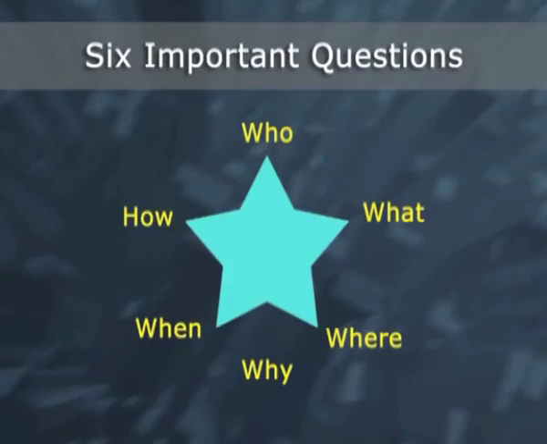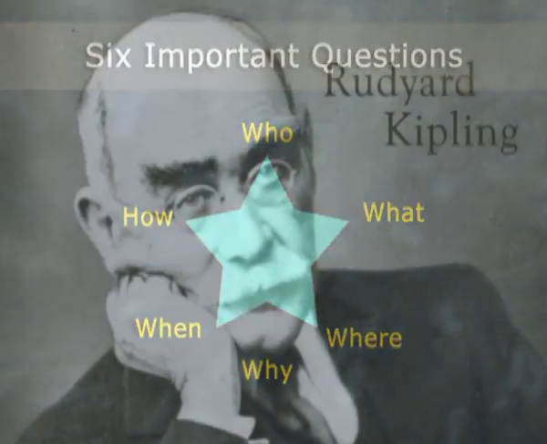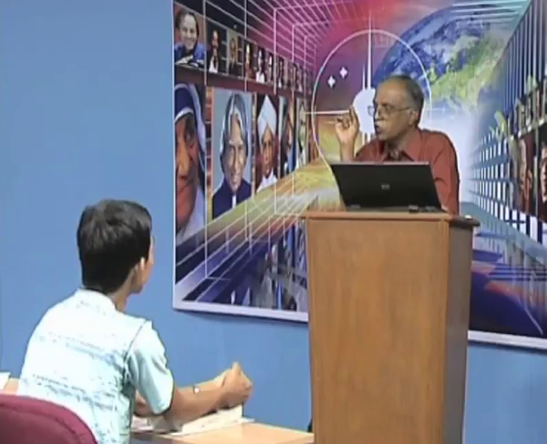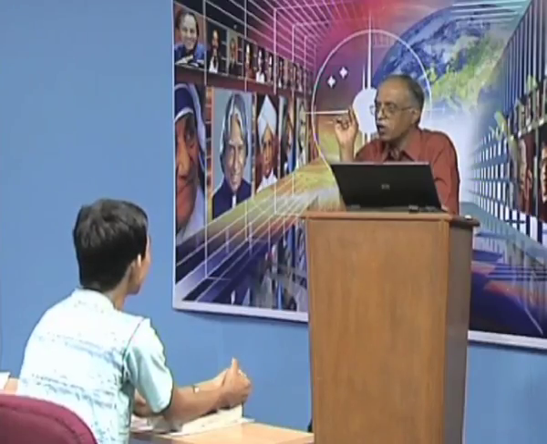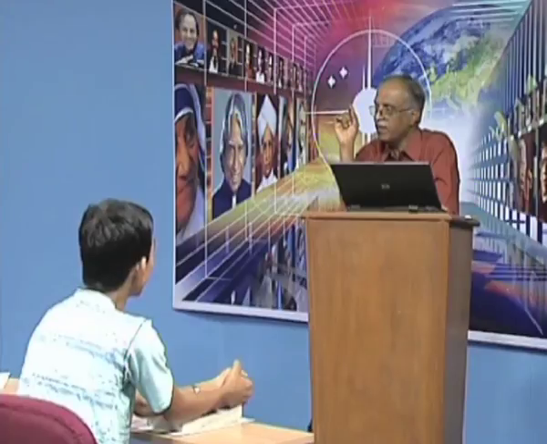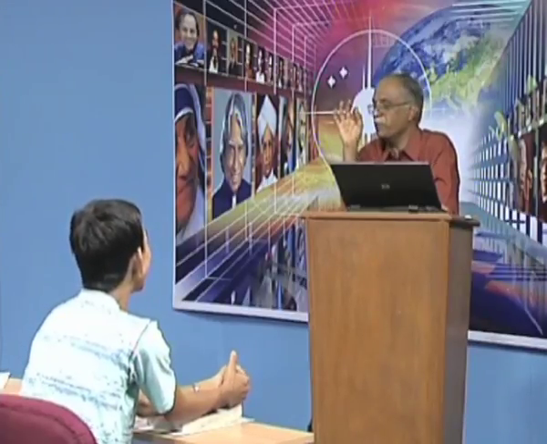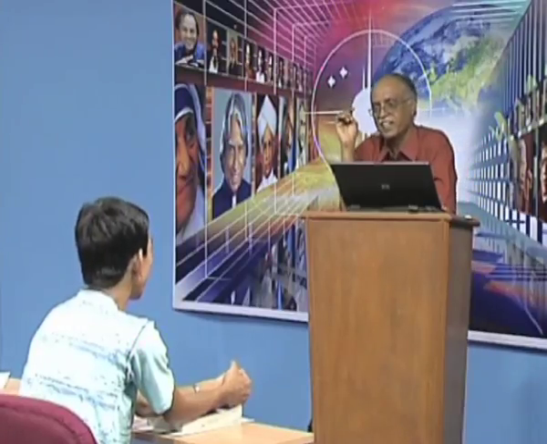So, 5 questions we have looked at. First was who, what, where, why, when, and the last question is how. In fact, there is a very nice poem by Rudyard Kipling. I keep 6 honest men, they tell me what to do. Their names are what, where, when, how, why, and where. Okay, this is a very beautiful poem by Rudyard Kipling.